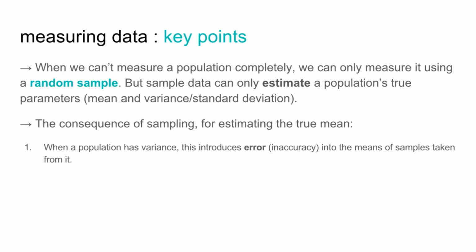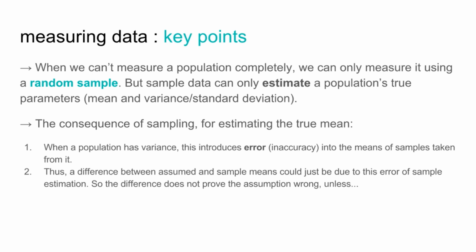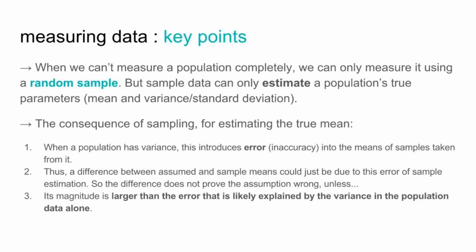First, when a population has variance, this introduces error or inaccuracy into the means of the samples taken from it. Therefore, if you see a difference between an assumed population mean and the sample mean, like we did in our example, this could just be due to the error in sample estimation. So this difference in itself does not prove the original assumption wrong, unless the magnitude of this difference is larger than the error that is likely explained by the variance in the population data alone.